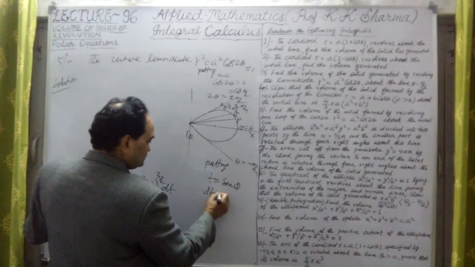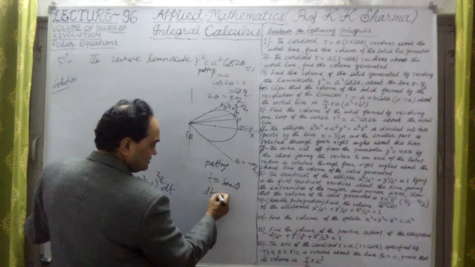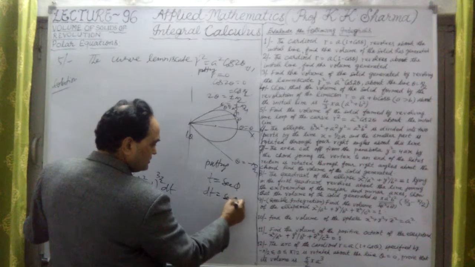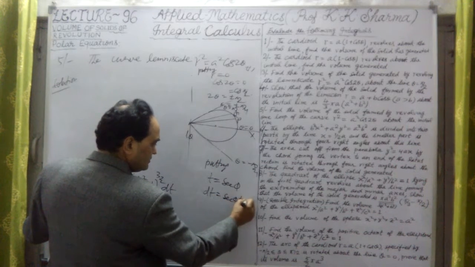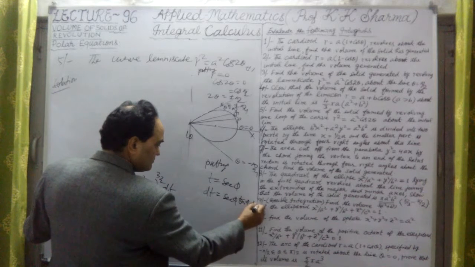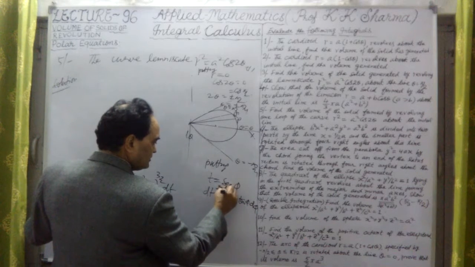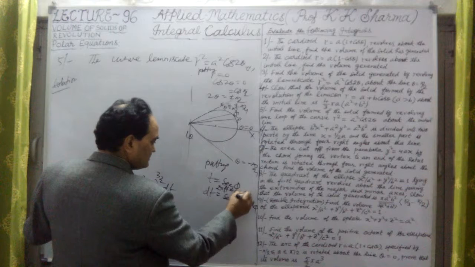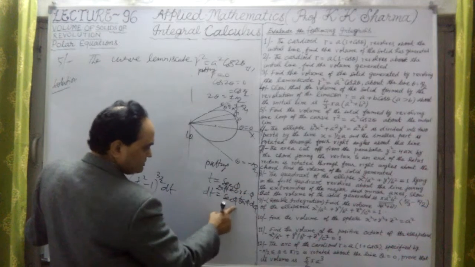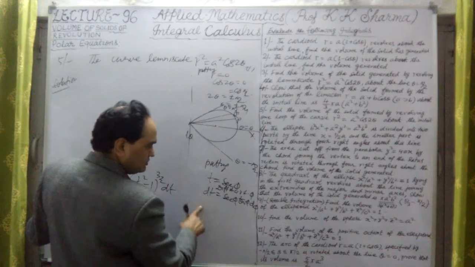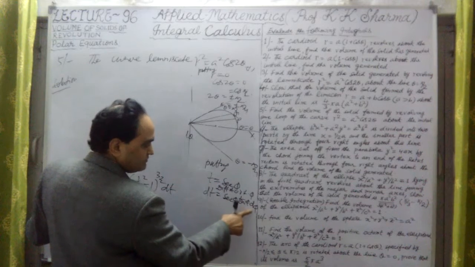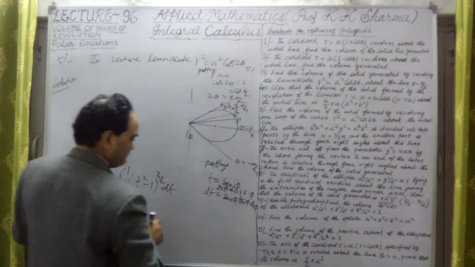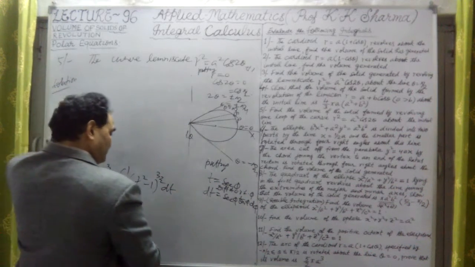Therefore, differentiating with respect to phi, dt upon d phi is equal to sec phi tan phi, or dt is sec phi tan phi d phi, taking d phi to that side. What are the limits here then?